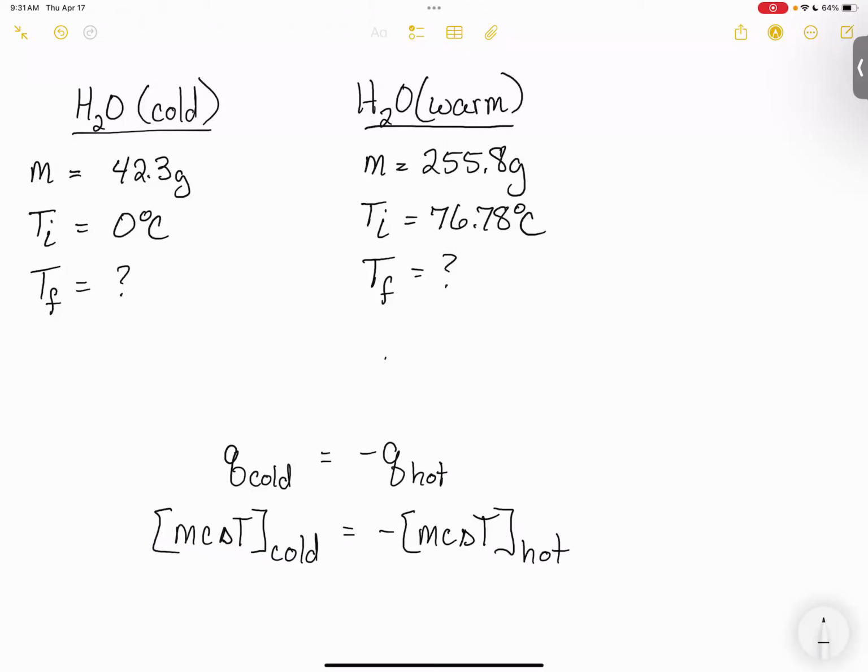Now, in order to complete this calculation, I have the mass, I have delta T, but I'm going to need C. And so I go and look up specific heat for water, and that's 4.184 joules per gram degree Celsius. And since both of our substances are water, that's going to be 4.184 joules per gram degree Celsius.